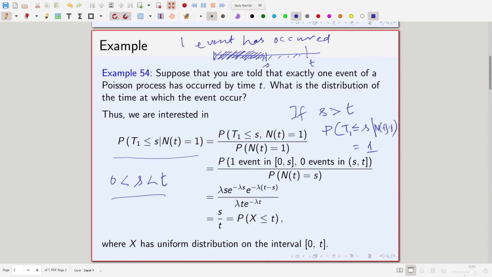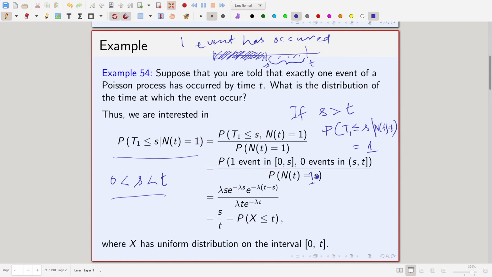Combining these two, what we get is one event in 0 to s and 0 events in this part, the open interval (s, t], because the first arrival happened within time s and up to time t there has been exactly one arrival. That means there is one event in the closed interval [0, s] and 0 events in the open-closed interval (s, t], divided by not N(t) equal to s, but rather it should be N(t) equal to 1. That is a typo. So, it should be the probability N(t) equal to 1.